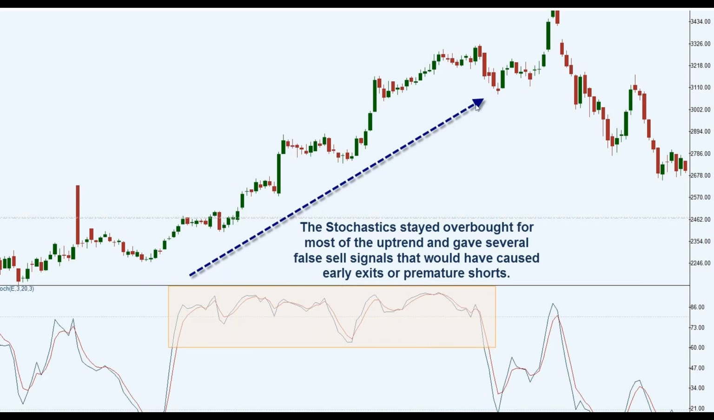Now, I threw this example in because we know that if you look at the first example of stochastic, every time it was overbought, you sold, and every time it was oversold, you bought. But now we know that when big institutional money is operational, a stochastic can stay overbought for days, weeks, months, for years, and that you're going to get false signals that would have caused you early exits, or premature shorts, or allow you to get stopped out. That's just one quick example.